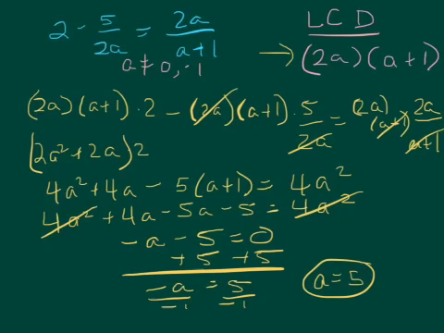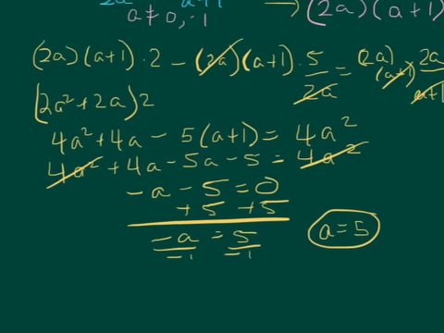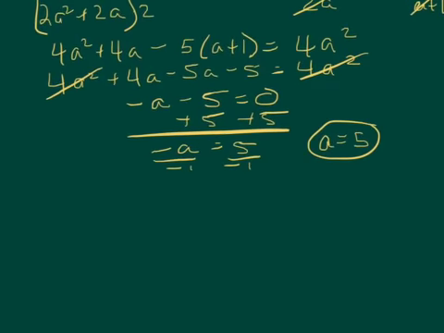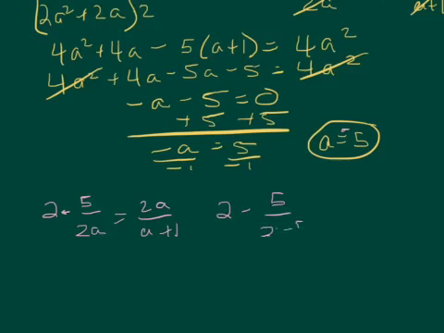So I still want to check my solution, though, in the original equation. So let's just shift this up a little bit. I'm going to rewrite that equation. 2 minus 5 over 2a equals 2a over a plus 1. Sorry, this is a equals negative 5. So let's see. So we have 2 minus 5 over 2 times negative 5 equals 2 times negative 5 over negative 5 plus 1. This is our check.